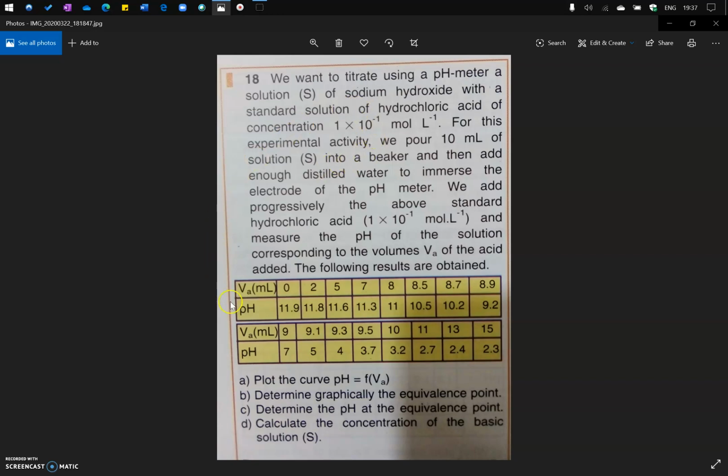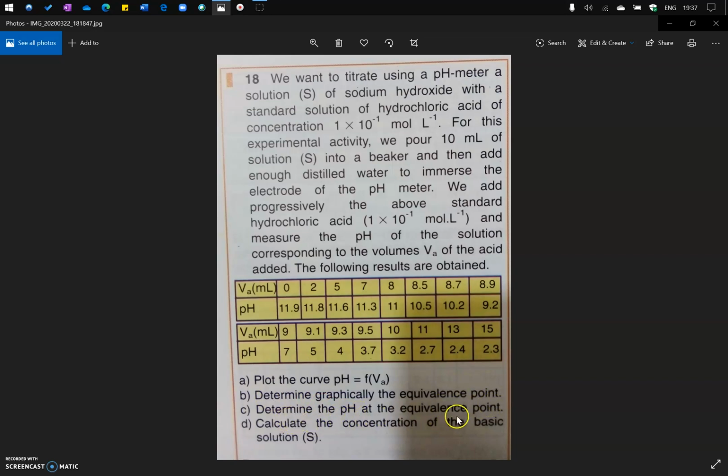In these exercises, what you need is first to plot curves of pH as a function of volumes. So here VA, the volume of the acid. So we have the acid in the burette, the base in the beaker, and the pH meter is giving us the pH with each milliliter of the acid. And then use the method of parallel tangents that we explained in class to try to find the equivalence point.